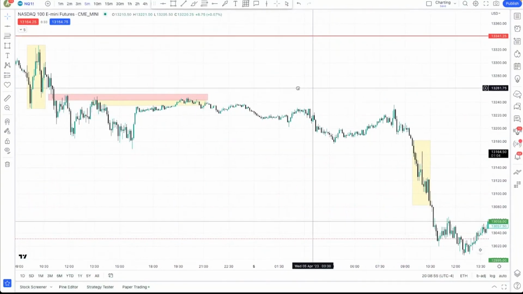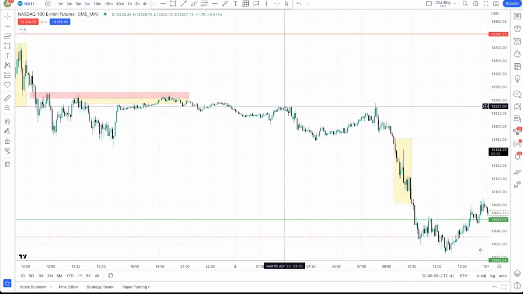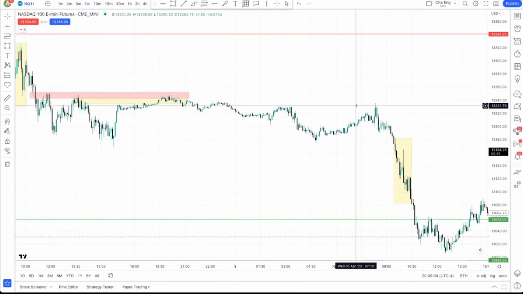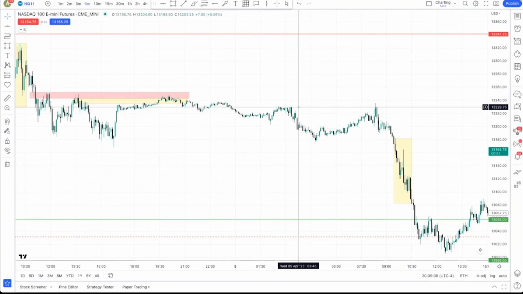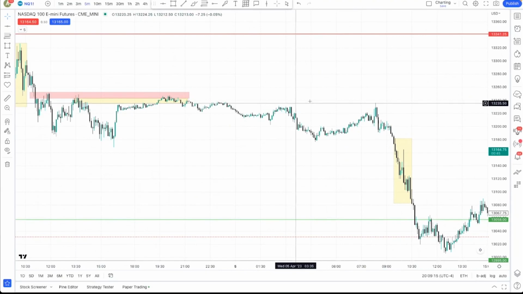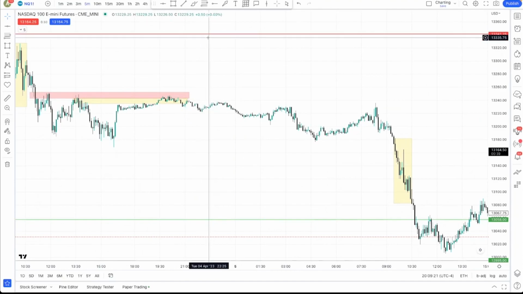Here we have our Asian consolidation, and you can see prices trending down. We have relative equal highs right here. What does it do in London? Runs the highs and then comes down. Why? Because we're in a sell model after taking out a higher time frame buy side liquidity.